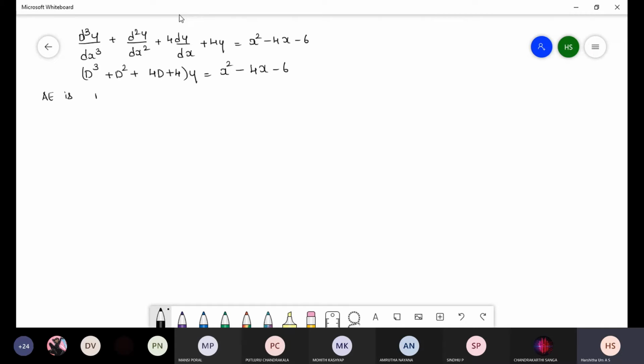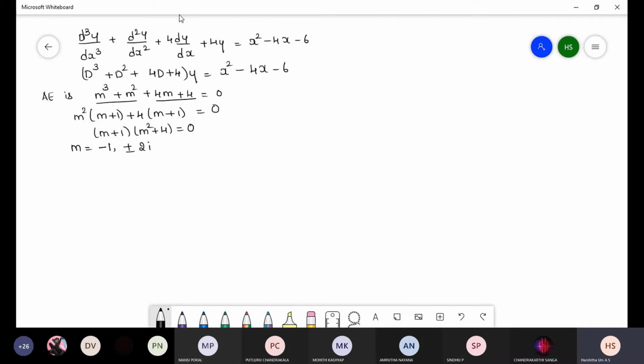The auxiliary equation is m cube plus m square plus 4m plus 4 is equal to 0. In the first two terms, I take m square as common, and the remaining will be m plus 1. In the third and fourth, I take 4 as common, and the remaining will be m plus 1. So (m plus 1) into (m square plus 4) is equal to 0.